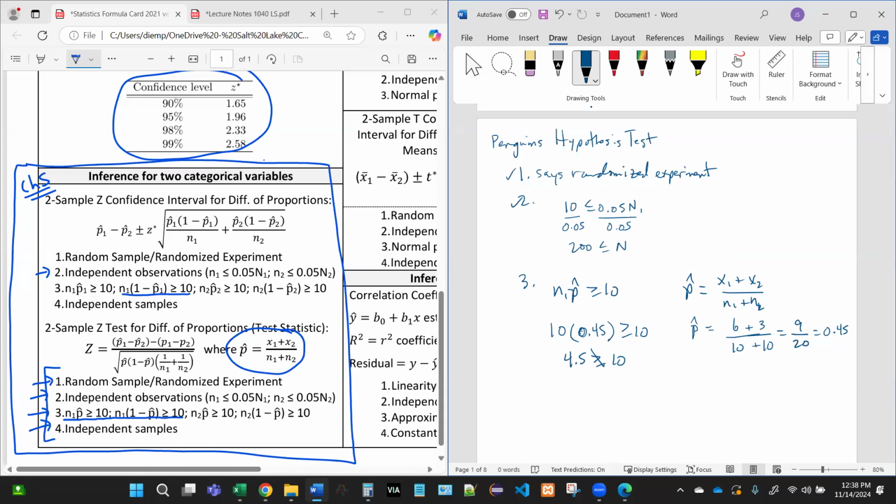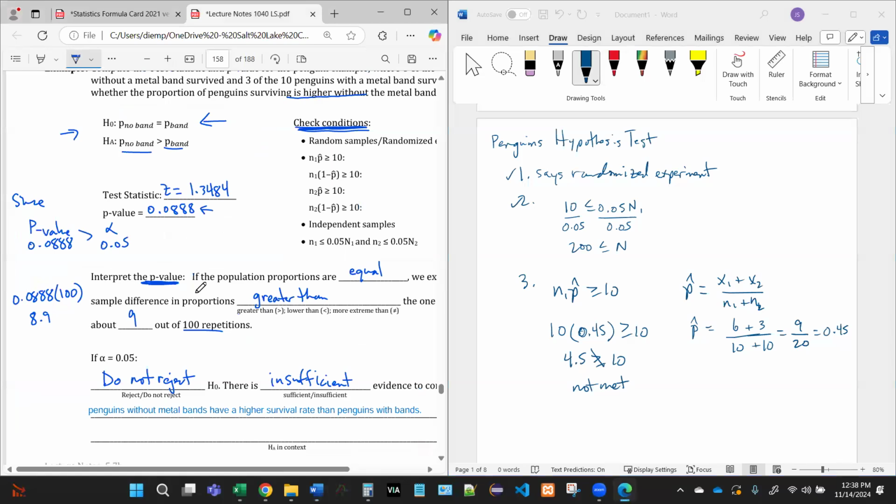So for now, for these kinds of problems, I just want you to point out if it's met or not met. It's not met here. And then we'll still go forward with the calculation and the conclusion, but we'll just have in the back of our minds an asterisk, a bit of skepticism about the results for now. Later, we'll be able to get around this problem.